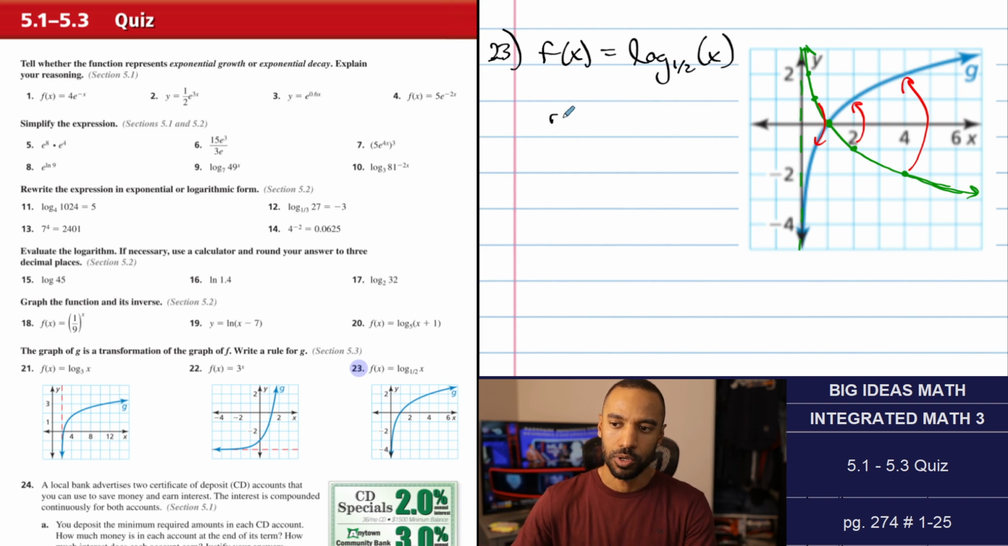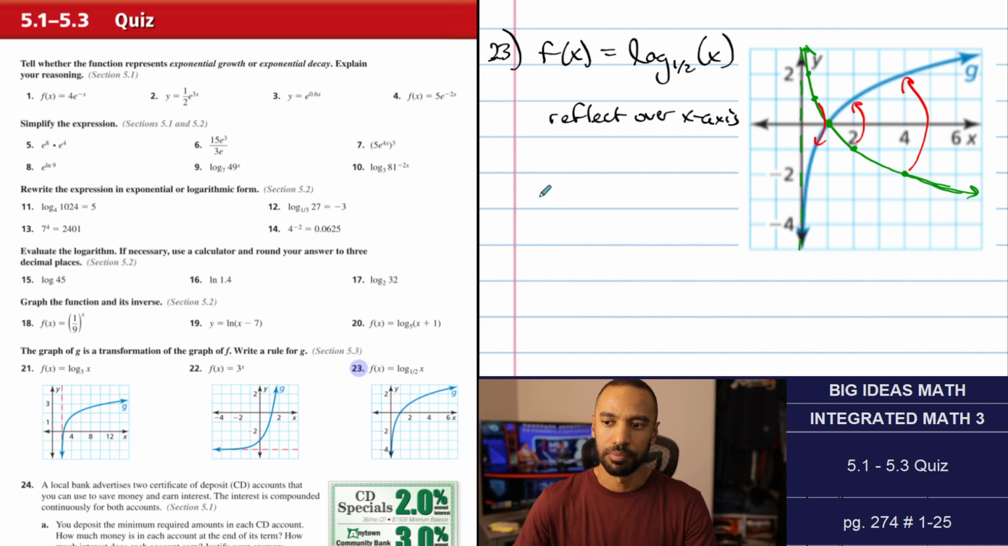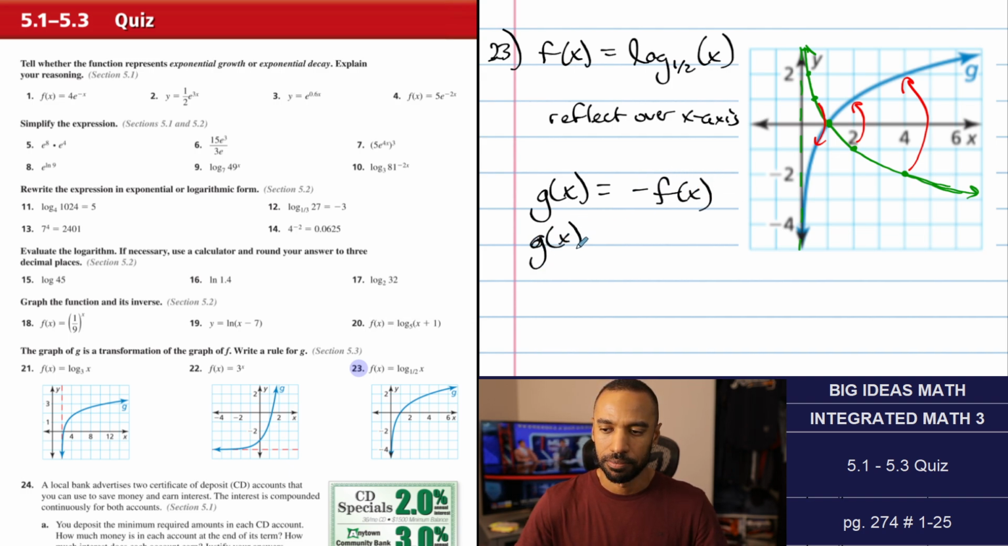Reflect, I always write "reflect" first. Reflect over x-axis. So as an equation, our g of x equation is just the opposite of our f of x. So it's going to be negative, negative, and just -1. It didn't stretch or anything like that.